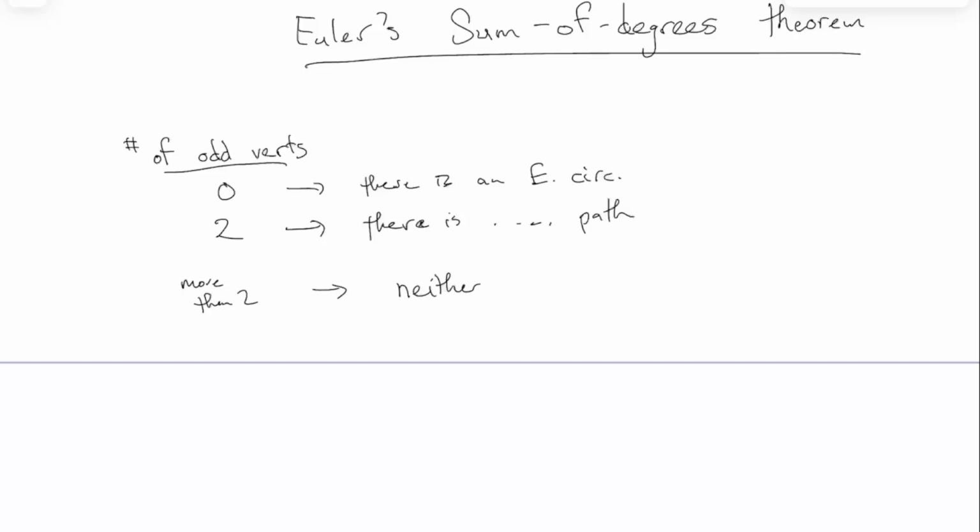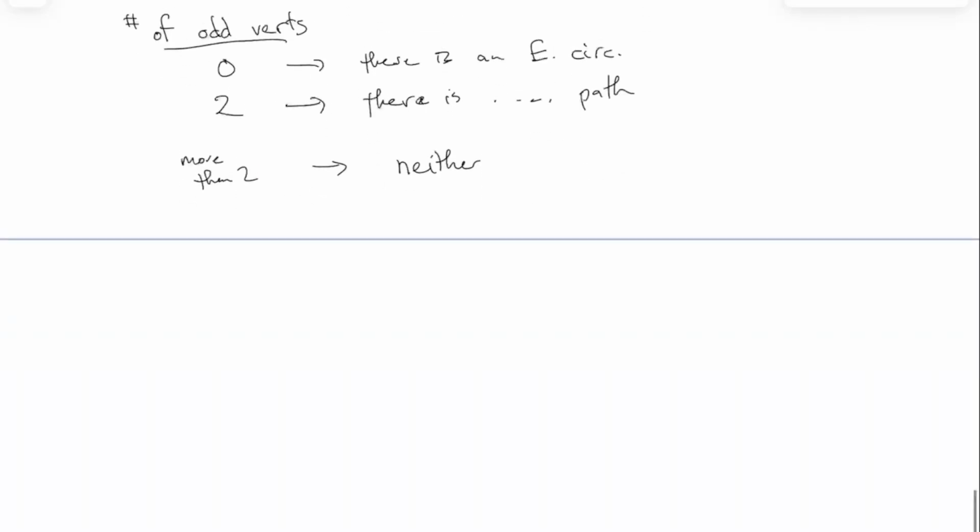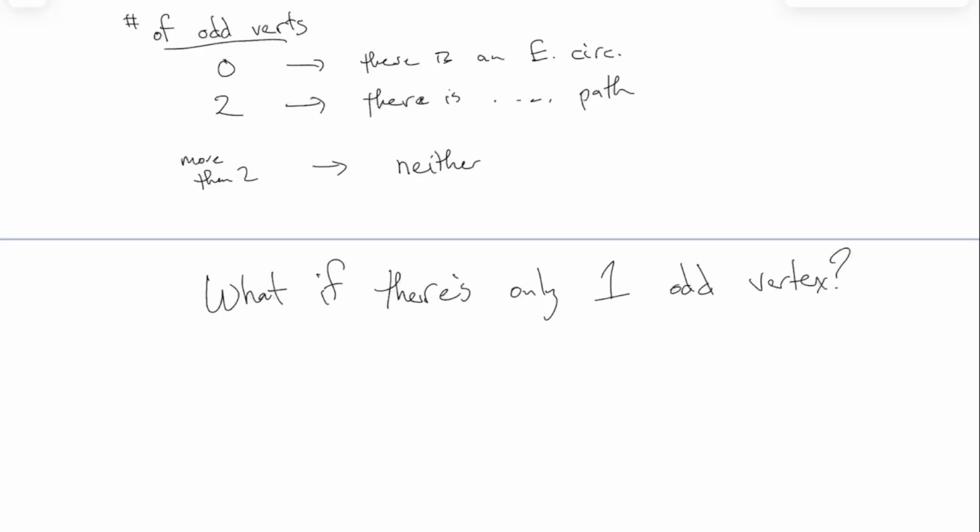There is, though, one thing left out right here, sort of in between. What if there is only one odd vertex? Actually, we have never discussed that situation. If there are two odds or more than two odds, we know what to do. But what if there's only one odd? Only one odd vertex. I mean odd degree, right?